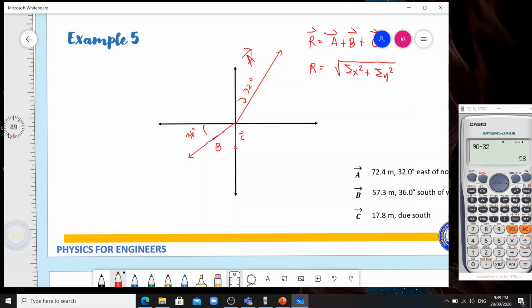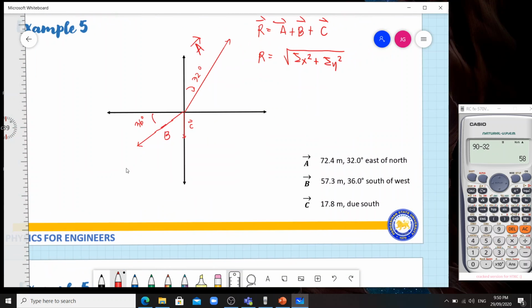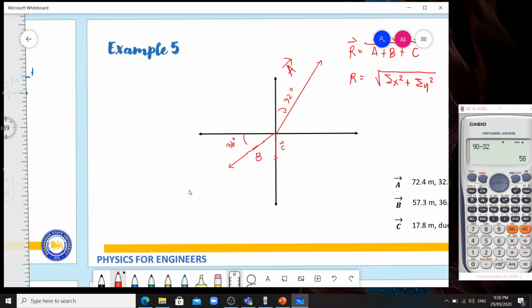Kunin natin yung components ng A muna. Okay, A. Dito natin gawin. Anong components ng A? So, for example, ito. Ang X component niya ay malamang nandito. Yan yung Y component. Ito yung X component. Okay, yan. AX at saka AY. Kung 32 degrees to, kunin na lang natin tong angle na to para mas madali. Para madali ang buhay, 90 minus 32. Yan ay 58 degrees.